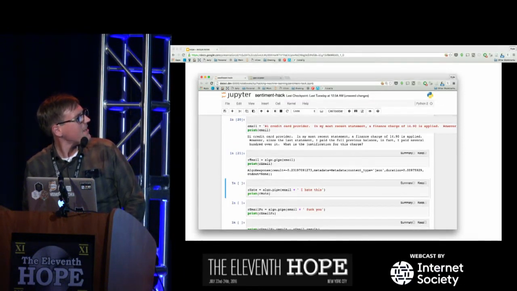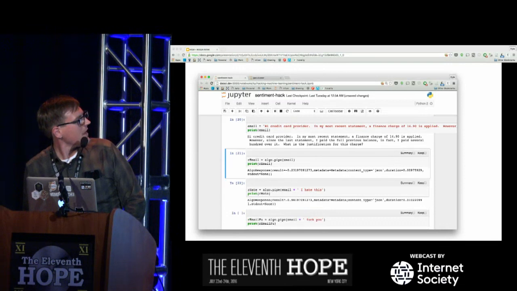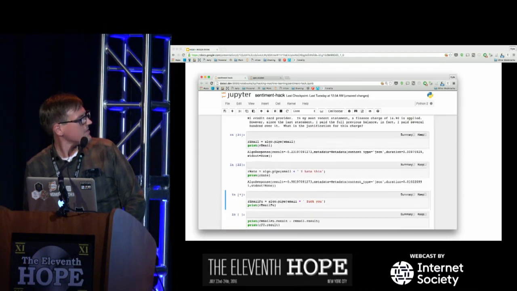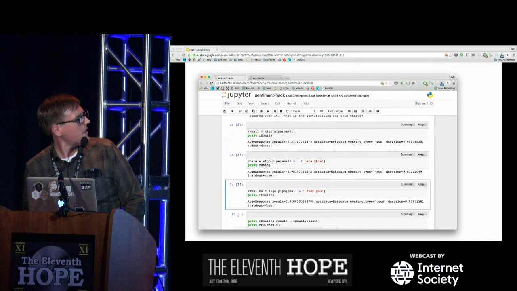So let's just say I have my email there, which I think is fairly cordial, and then I say I hate this at the end. I went from having a slightly negative to a very negative example. Okay, that makes sense. What if I now put on this expletive? Well, I went from slightly negative to actually slightly positive, suspiciously in the amount we saw earlier.